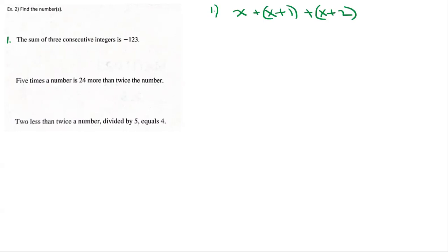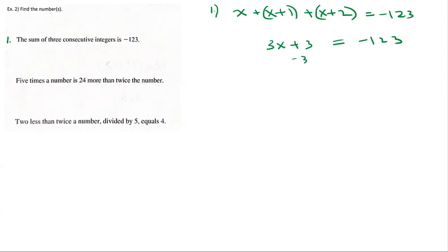So these are 3 consecutive integers. I don't know what they are, I just know that this is what they're being represented as. And remember, "is" translates to equal, so equals negative 123. Hopefully this is how you set up the first one. And now we just need to solve for x. So we got 3 x's, so there'll be 3x, and then plus 1 plus 2 is plus 3 equals negative 123.